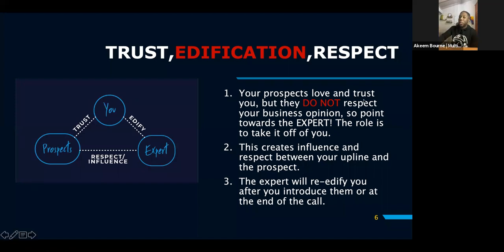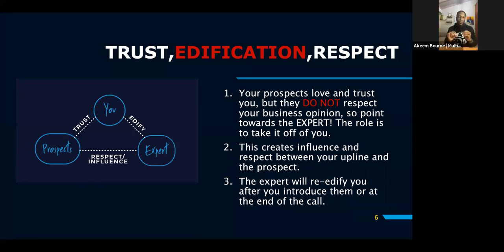So this is why, look at what I have here. You always want to point towards the expert or your upline, critical information. Some people get involved in the business and they don't want to point towards somebody else. This is what I'm going to tell you. I'm going to talk about this at the end.